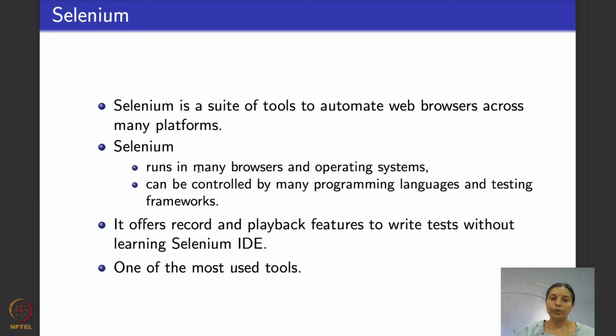Selenium, as I told you, runs on many different browsers, many different operating systems, and can be controlled by several programming languages and testing frameworks. It basically gives you a web interface to handle and automate your test execution. It offers record and playback features, which I told you about in the context of regression testing, to write tests without learning the IDE, and it is considered to be one of the most used tools in the industry.